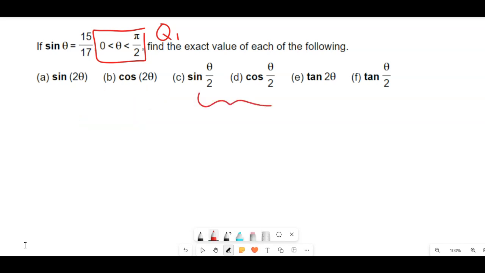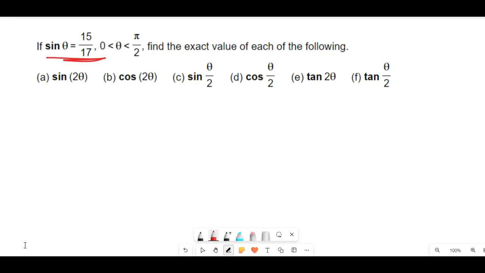And then half angle, well, if we're in quadrant 1, 0 to 90 degrees, and we divide those numbers by 2, we're going to stay in quadrant 1. So this is going to be quadrant 1. So everything's going to be positive for our half angles. But our double angles, it depends on what we get based on this, okay?